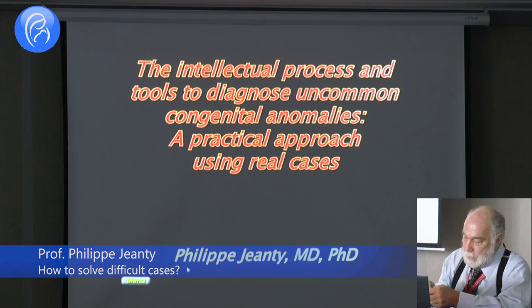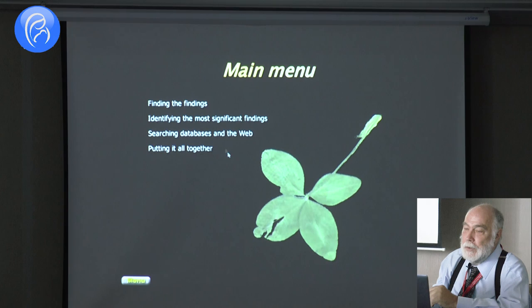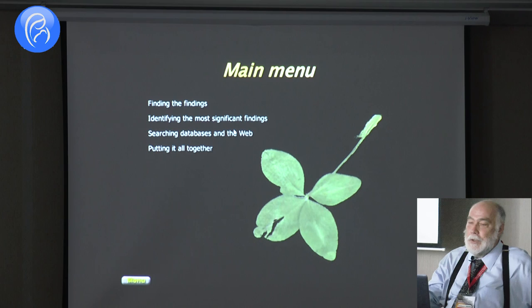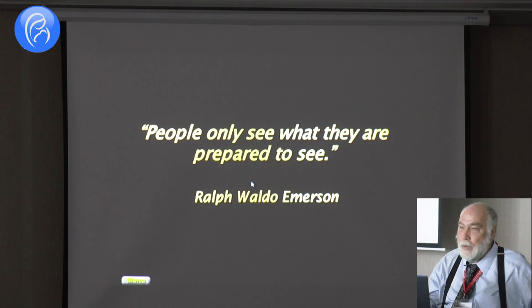We're going to divide this into four segments. And I will skip a lot of this to just show you most of the images. So first is finding the findings. And this is a sentence from Ralph Waldo Emerson that we use in the FetusNet, which is, people only see what they prefer to see. And this is very true.